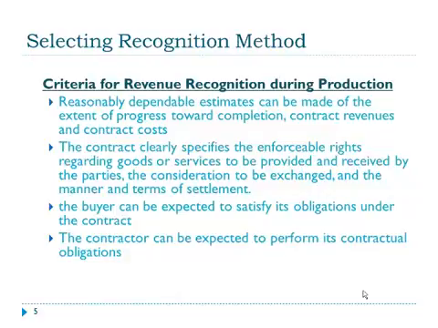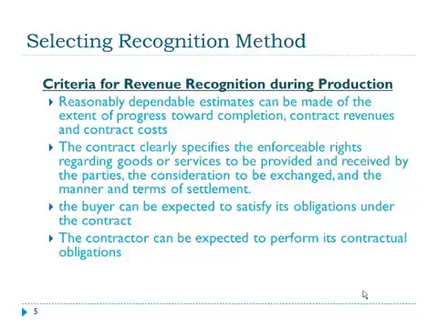2. The contract clearly specifies the enforceable rights regarding goods or services to be provided and received by parties, the consideration to be exchanged, and the manner and terms of settlement. That is, a long-term construction project must be made for a specific customer, and it must be a specific product.